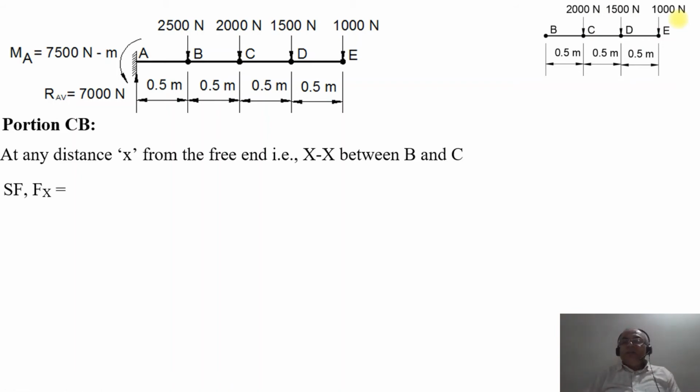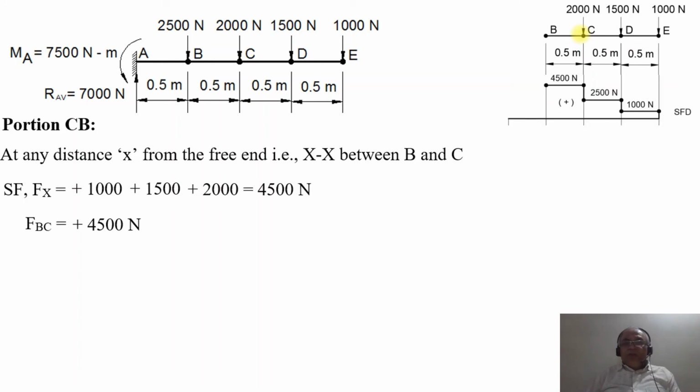So what will be Fx? Fx will be equal to plus 2000 plus 1000 plus 1500 plus 2000. Summing up all these, it will give you 4500. As there is no other load, the SF at C will be 4500. As there is no other load acting between B and C, it will remain constant at 4500 Newton. So this is how we will plot. Between B and C, it will remain constant.